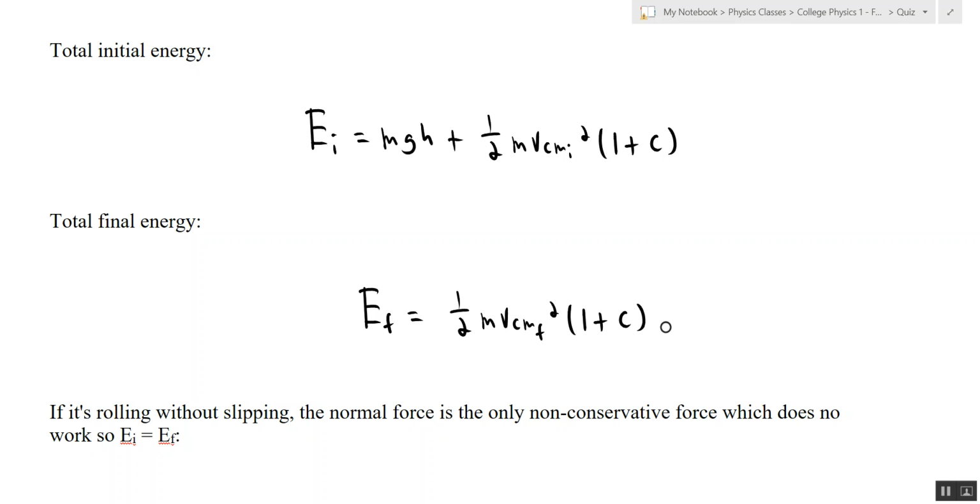And like I said, if it's just rolling and no other forces are acting on it, normal force does no work, and you don't factor static friction into energy, only kinetic friction, but this is static friction to make it roll without slipping. So E i and E f are the same thing.